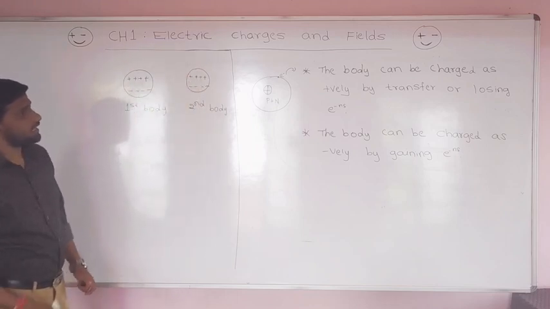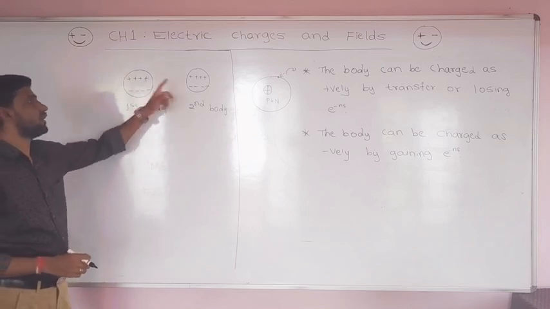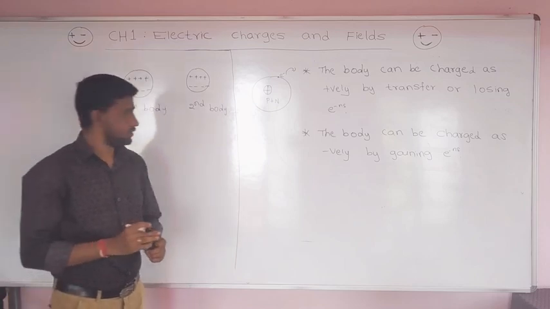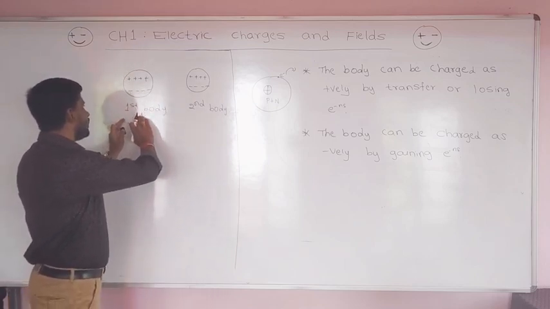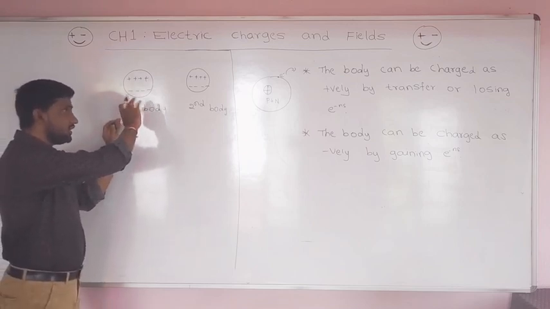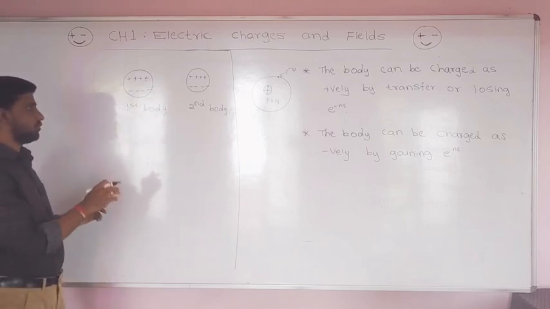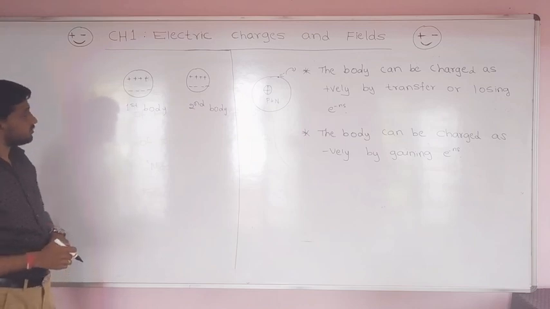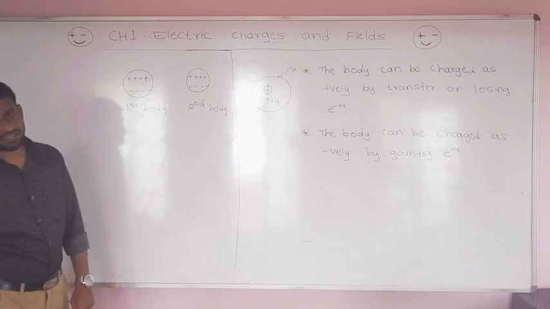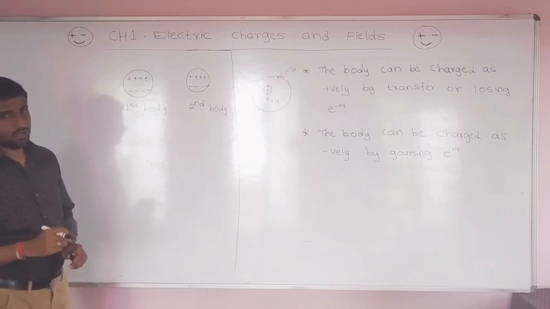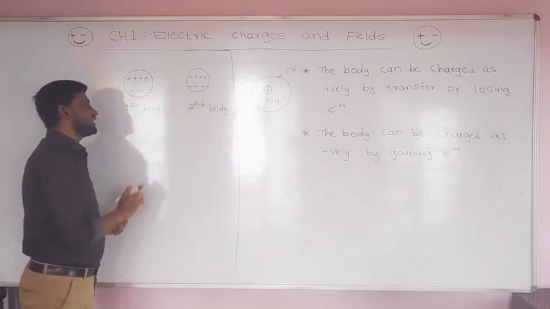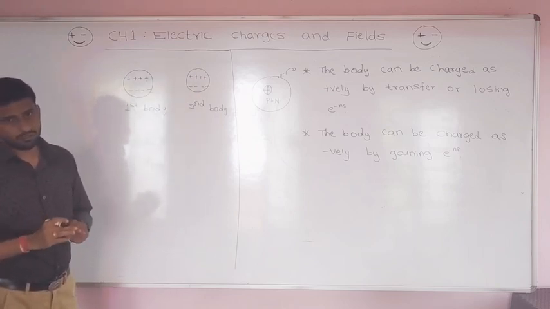But how can I transfer electrons from one body to another body? We know the rubbing example. If I rub the first body with the second body, then surely there will be a transfer of electrons from one body to another body. But it is very important from which body the transfer of electrons takes place. That is very important here. Another thing you should remember is that the transfer of electrons only takes place from one body to another body.